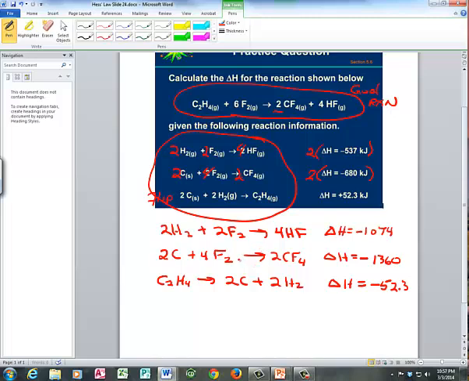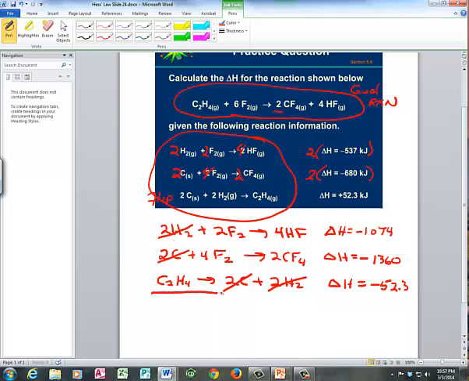So the first thing I want to do after I've gotten that all squared away is see if I can cancel anything. First thing I notice is I have 2 carbons on the reactant side of this reaction and 2 carbons on the product side of this reaction. So I can go ahead and cancel these 2 carbons. It's just like canceling 2 components that are identical on each side of the equal sign in an algebraic equation. I also notice that I have 2 hydrogens that are products in this reaction and 2 hydrogens that are reactants in this reaction, so I can cancel those.